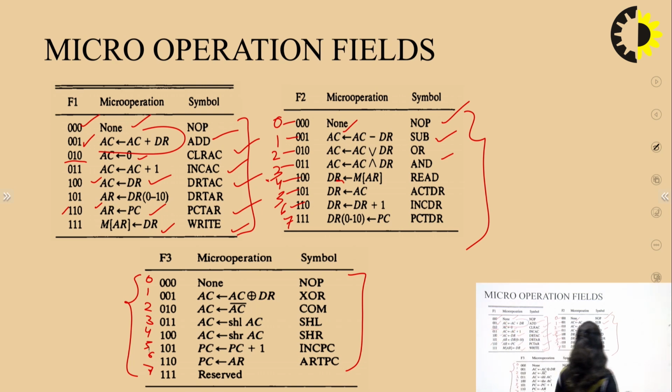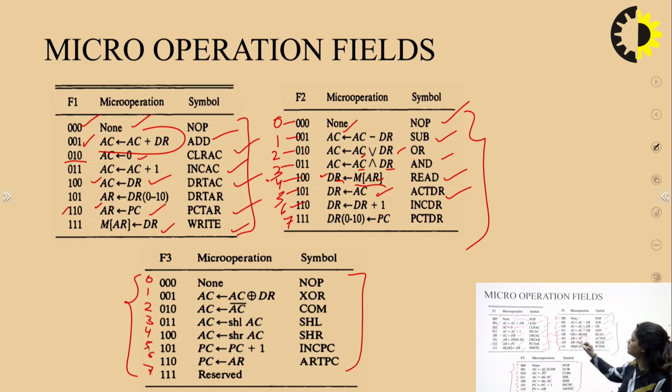In this OR operation we are performing the logical OR operation between the accumulator and data register, and for this AND operation, the logical AND operation will be performed between the accumulator and the data register. In the read operation, the content of memory at the particular address given in the instruction itself will be read and copied into the data register. Then there is the transfer of the content of the accumulator to the data register, then incrementing the data register by 1 and updating it, and then transferring the content of the program counter to the data register.